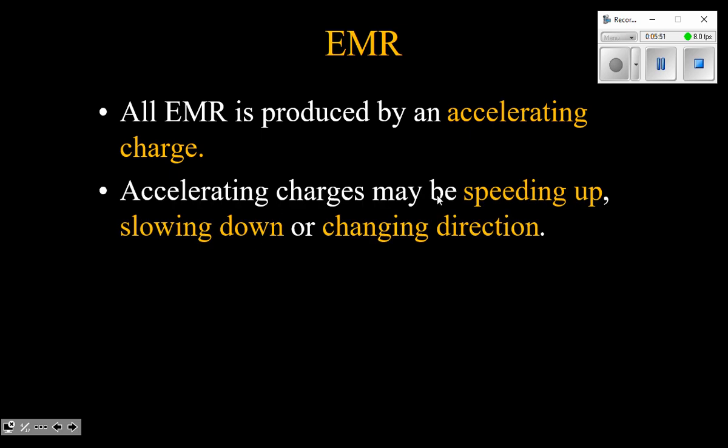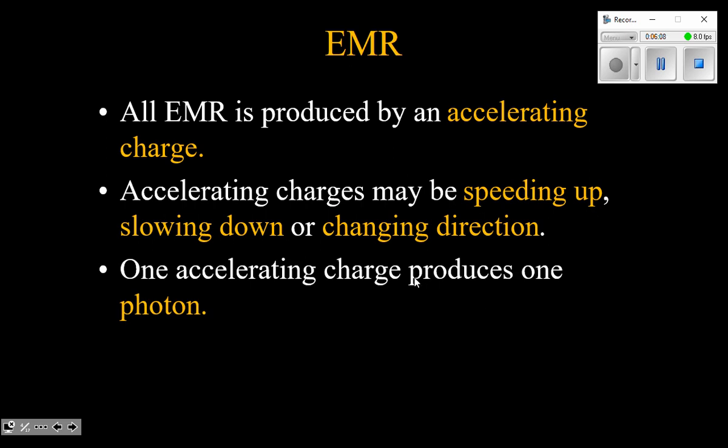Accelerating charges, but remember what acceleration is. It might be speeding up, or it might be slowing down, or it might be going at constant speed but changing direction. So if it's going at constant speed in a circle, it's still accelerating and producing photons as we go along. One accelerating charge will always produce 1 photon of light. So for every 1 accelerating charge, we get 1 photon.